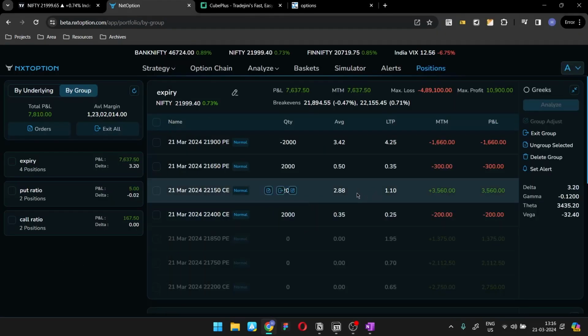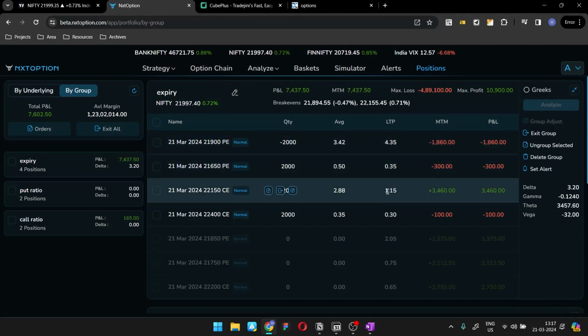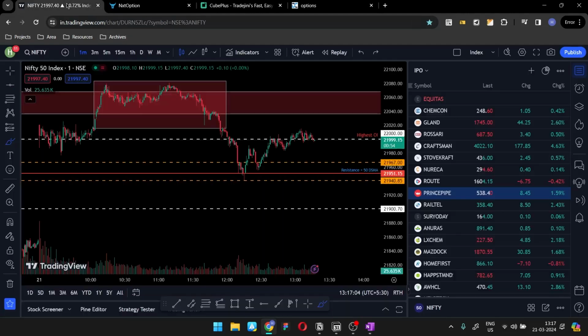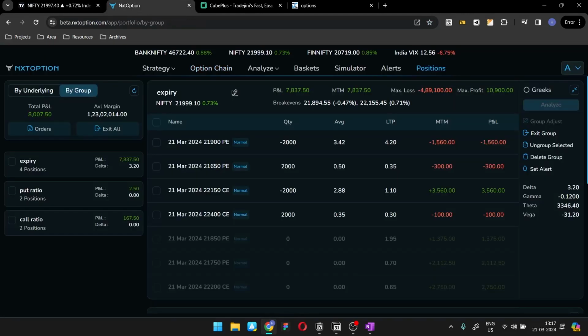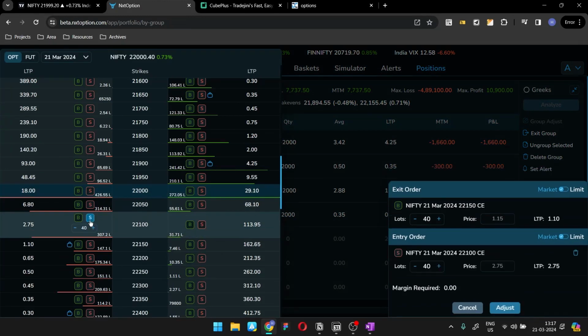What has happened is the call side is unbalanced. Here almost 4 premium, here 1 premium. So if the market starts to fall from here, then I will not be able to control my loss easily. I'll be able to control but not easily. So better thing is to roll down this option to 21,000 again.